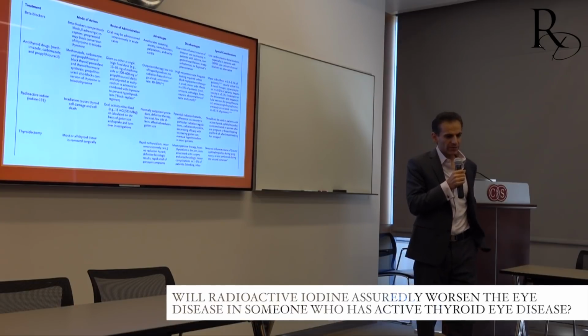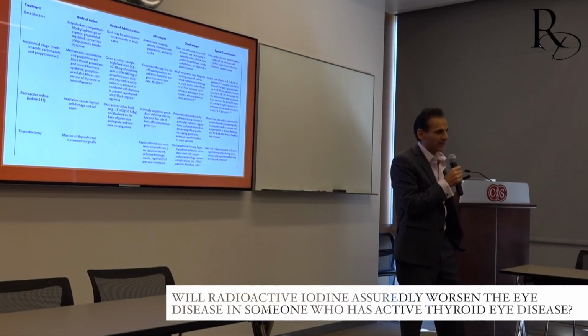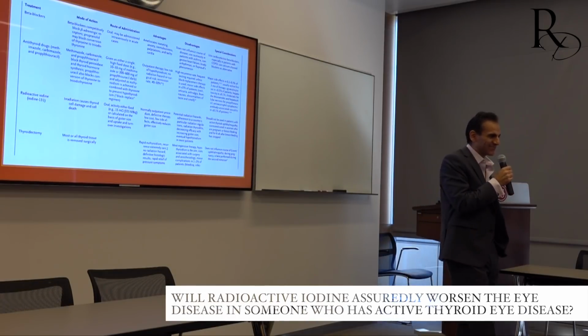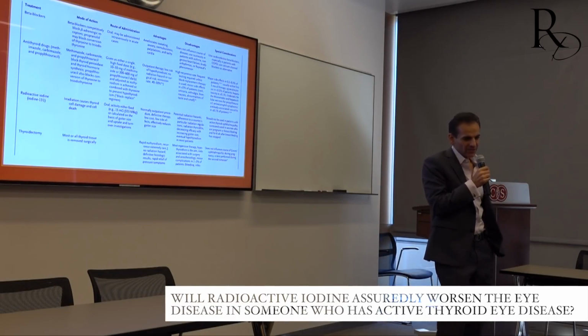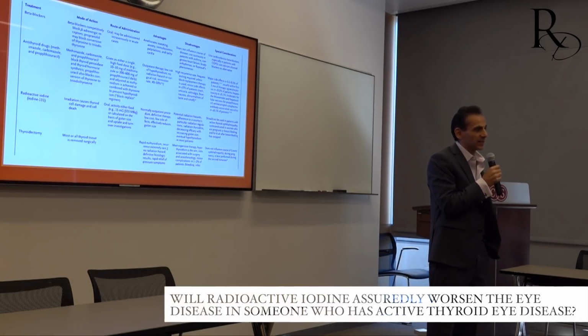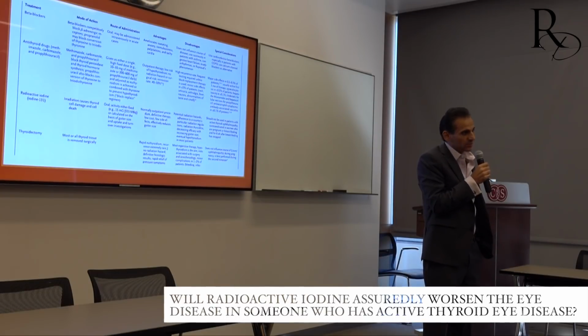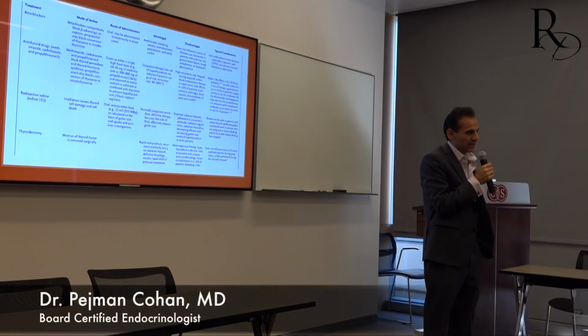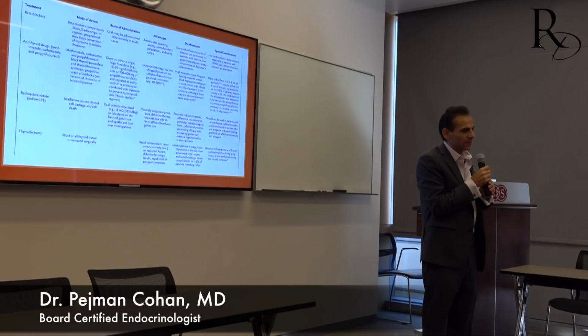So the question was, will radioactive iodine assuredly worsen the eye disease in somebody who has active eye disease? In medicine, nothing is 100%, but I would say more likely than not, it's going to make it worse if it's an active situation. Sometimes it doesn't, and there are some precautions that can be taken to try to mitigate against that risk. Sometimes around the time of radioactive iodine, we may treat the patient with some steroids, and that could help reduce some of that risk. But the way that I would look at it is that it probably will worsen it. It's not guaranteed, and it's certainly not helpful.